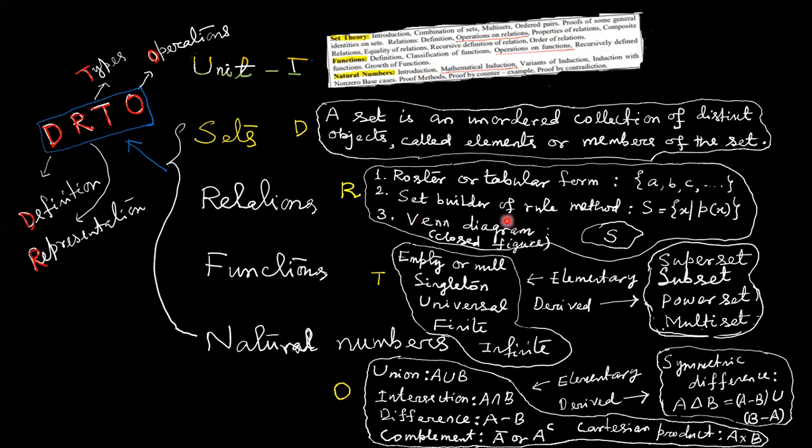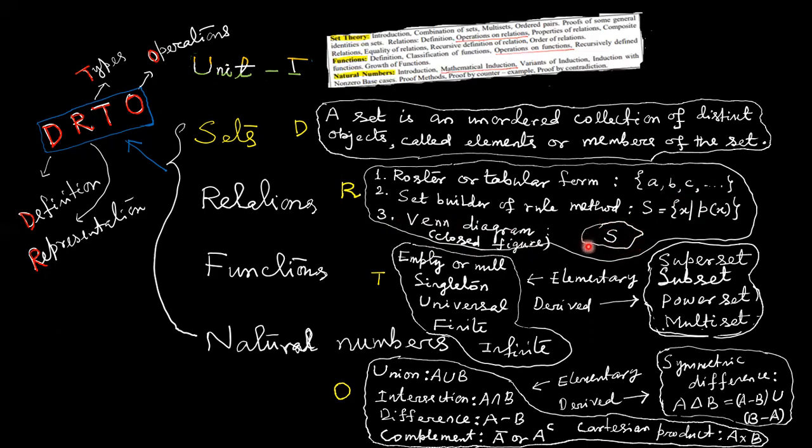Then we have the set builder or rule method, where the set can be written like this: within curly brackets, we write the element x such that a property is satisfied, that is, x such that P(x), where P(x) is any property of x. Then we have another graphical representation of a set, which we call a Venn diagram. Any closed figure can be considered as a Venn diagram. Like here, I consider a set which is represented within a closed figure.